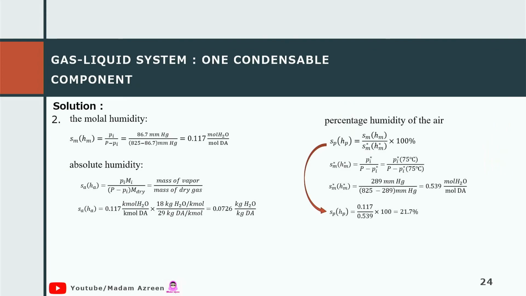And then the molar humidity, which is just use the formula directly, untuk water. And then untuk absolute humidity, formula dia kena darab dengan molecular weight of water dengan molecular weight of dry air. Jadi dapatlah nilai ni. Ni masukkan dalam formula sahaja. Begitu juga percentage of humidity pun sama, masukkan dalam formula sahaja.